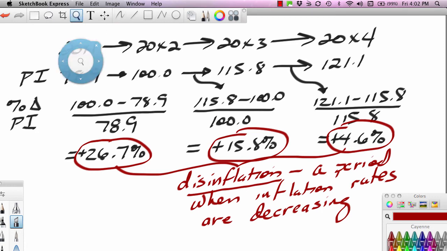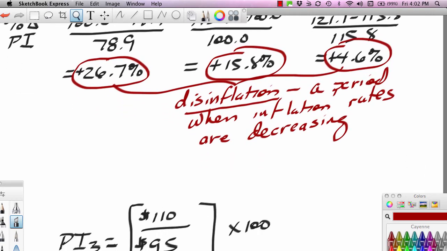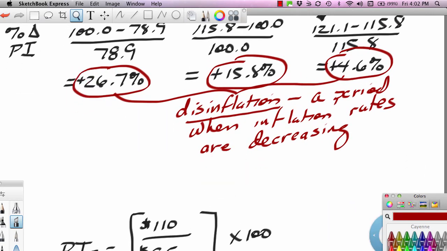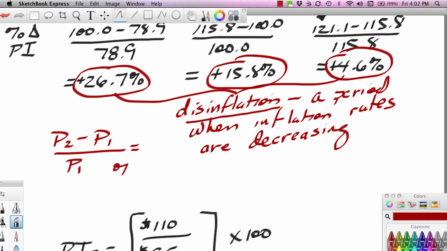That's the idea. Okay, so let me just write this again. I want to make sure that you've got the idea. So the inflation rate is P2 minus P1 divided by P1, which is the percentage change in the price index. Okay? All right, that's how you calculate these inflation rates.